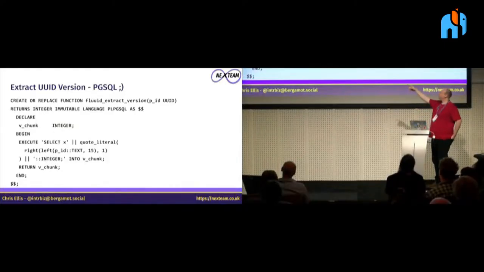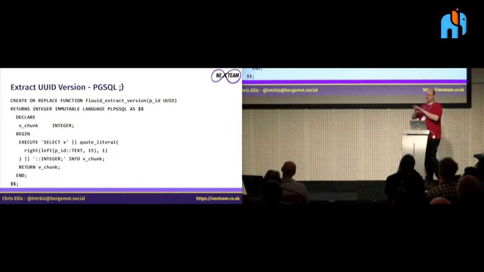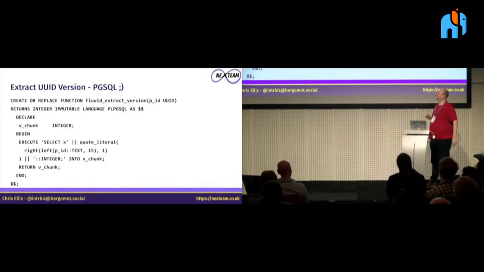But the trick here is we have to just use PostgreSQL this time round rather than pure SQL, and use the kind of select X trick. But the nice thing we did was, because we laid stuff out so it all aligned to nibble boundaries, all we have to do is use right and left to take out the particular hex digits we want, and then convert it from hex to an integer. Again, actually not that complicated, really. So now we've got a function that can check the version of a UUID.